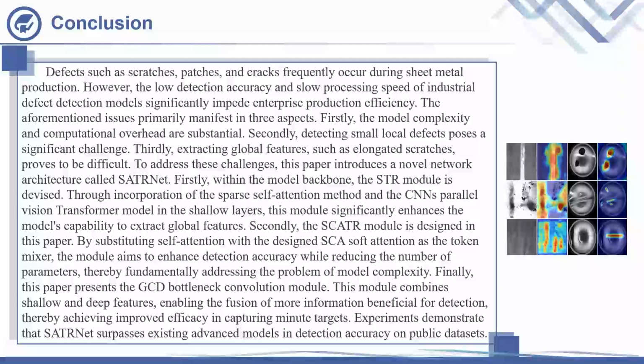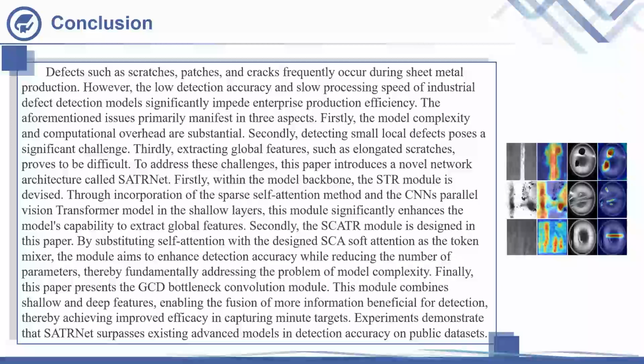Secondly, the scatter module is designed in this paper by substituting self-attention with the designed SCA soft attention as the token mixer. The module aims to enhance detection accuracy while reducing the number of parameters, thereby fundamentally addressing the problem of model complexity. Finally, this paper presents the GCD bottleneck convolution module.